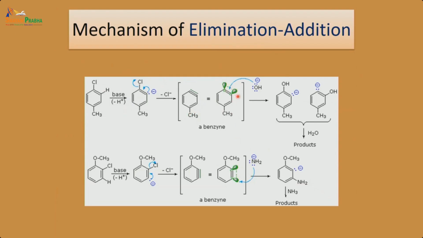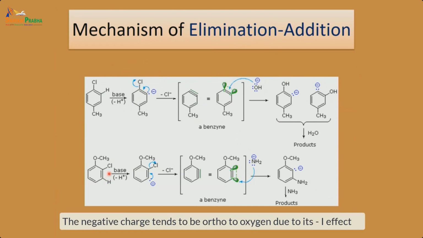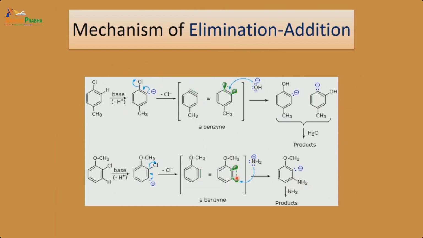And this benzyne intermediate has two reactive centers. One is at this carbon, another is at this carbon. So this OH can attack this carbon, or the same OH can attack the other carbon, leading to two products. That is the reason we get a 1:1 mixture of two isomeric products in the elimination addition mechanism. If we take this anisole derivative, there is only one proton that can be removed, and this leads to a substitution reaction. And here the addition occurs exclusively at the meta position to the anisole.